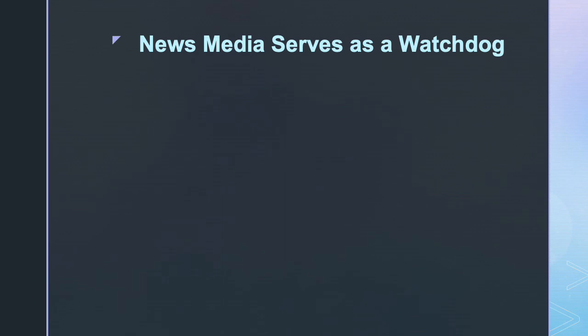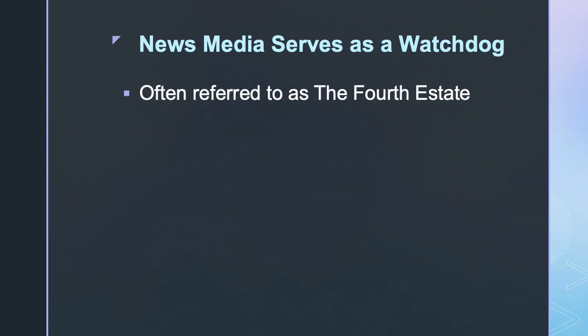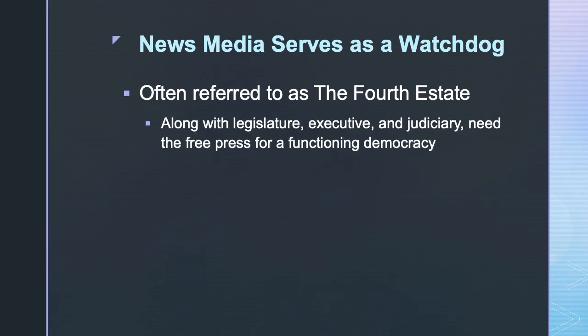Another role that the news media plays in a democracy is that it has a watchdog function. It serves as a watchdog. You might have heard the news media referred to as the fourth estate. And what that means is that the news media, along with the other three estates, we just call them branches, but this is a term that goes back to the middle of the 18th century.